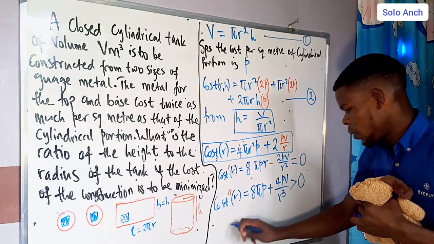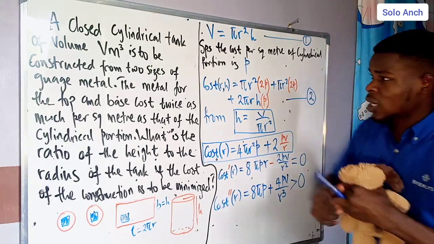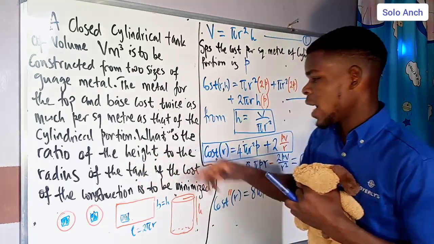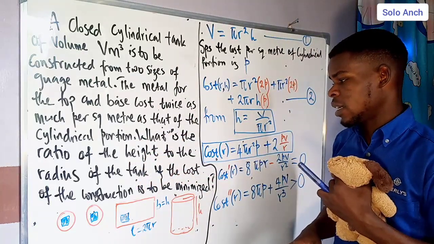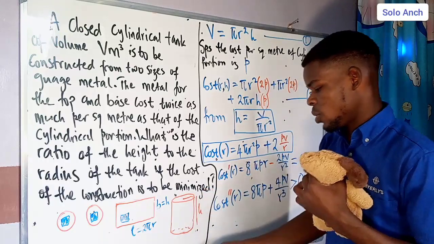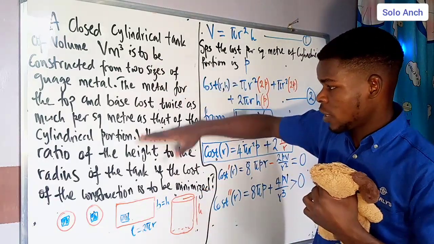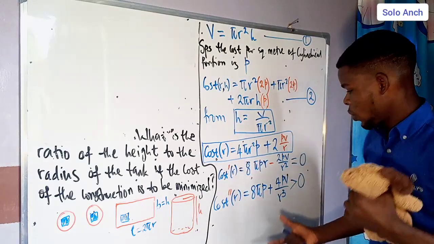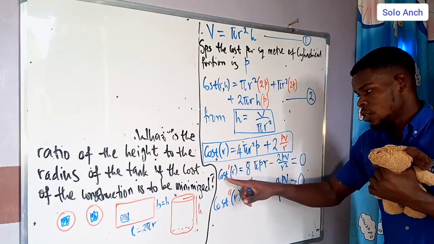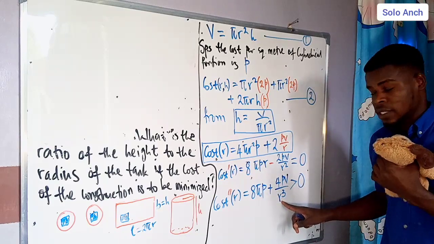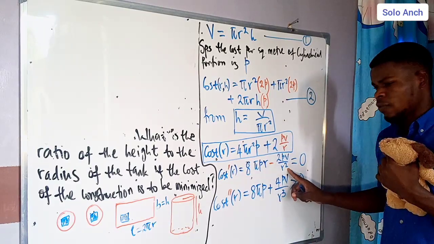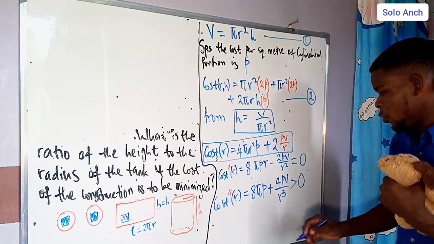From here, we can make r the subject of the formula. So I'm going to clean this part, but don't forget the question is to find the ratio of the height to the radius of the tank if the cost of the construction is to be minimized. So I'm going to clean from here to maybe here so that we can continue. See what we have. So we have all of this. Since this is true for all r, this cost is going to be minimum. So let's make r the subject of the formula here and see what this particular r will be.